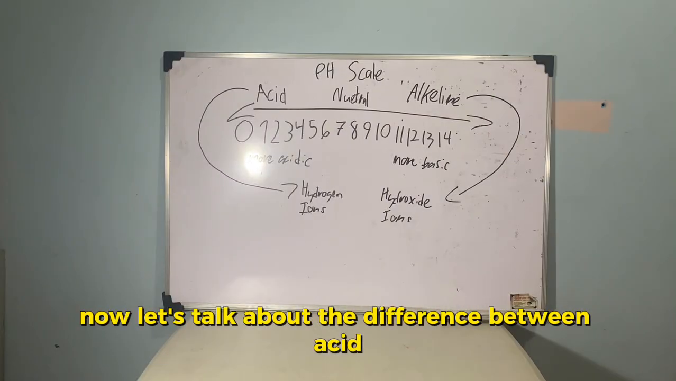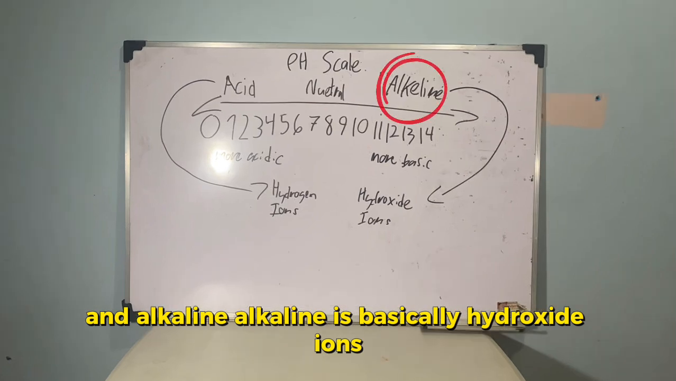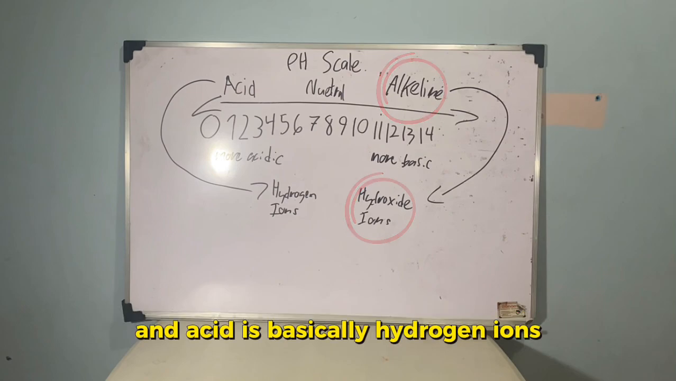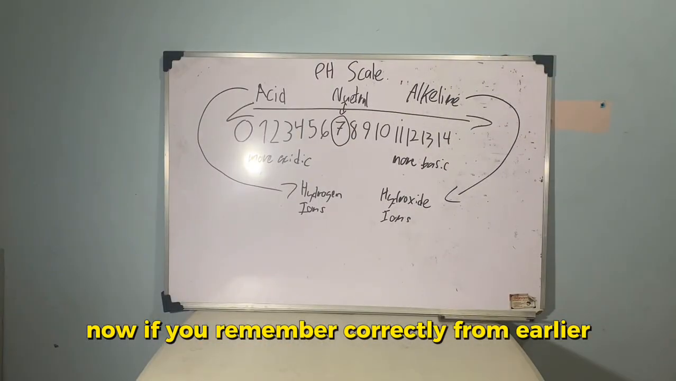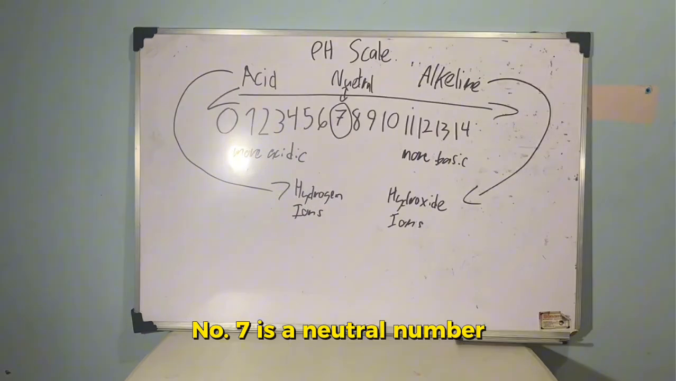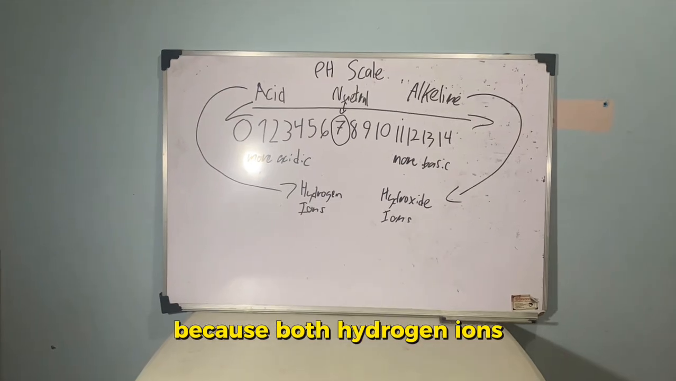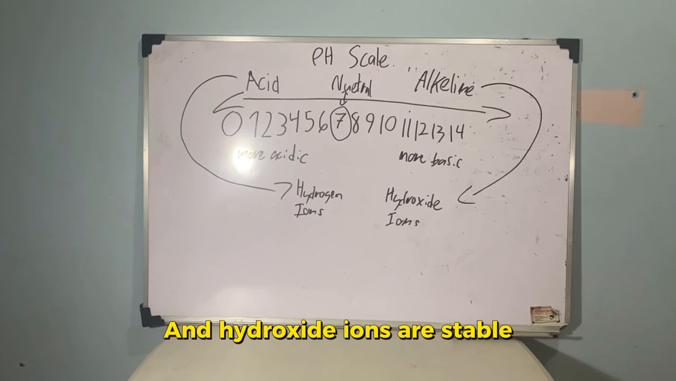Now let's talk about the difference between acid and alkaline. Alkaline is basically hydroxide ions, and acid is basically hydrogen ions. If you remember from earlier, H2O has stable ions. Number 7 is the neutral number, because both hydrogen ions and hydroxide ions are stable.